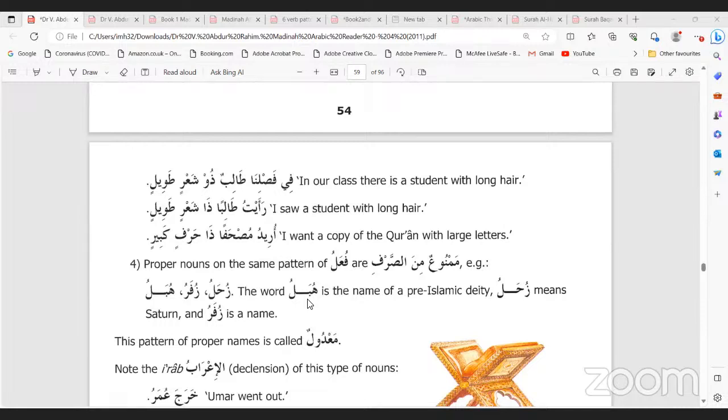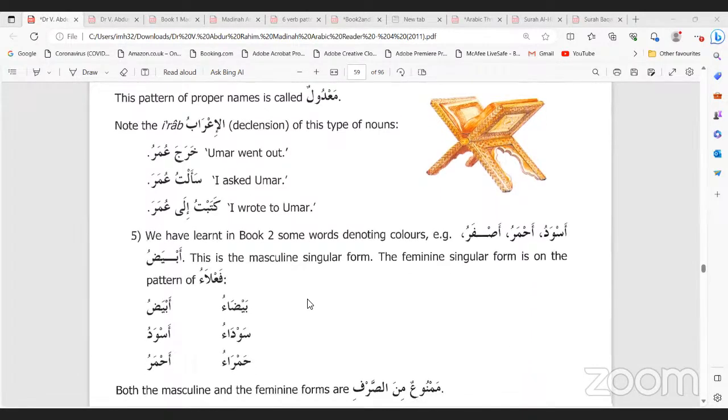Proper nouns on the same pattern of fa'lun are mamnoon minal sarfi. Example: hoblo, zufro, ruhalo. The word hoblo is the name of a pre-Islamic deity. Ruholo means Saturn, and Zufru is a name. This pattern of proper names is called Madulun. Note the declension of this type of noun.